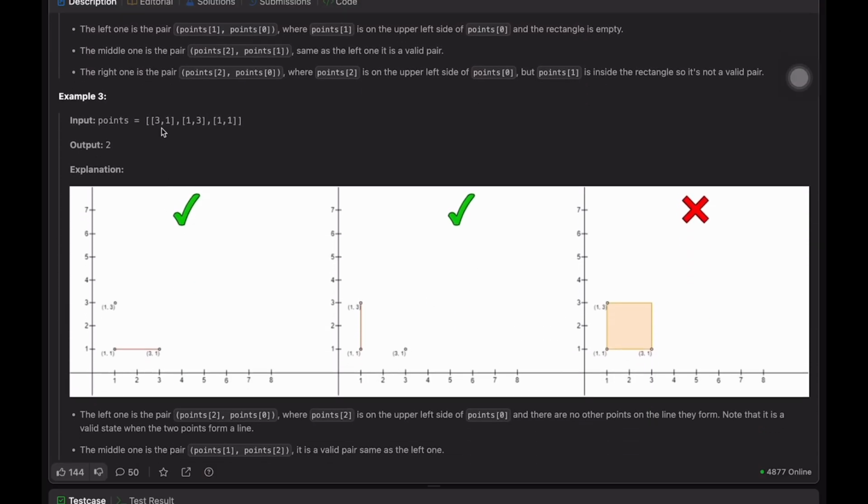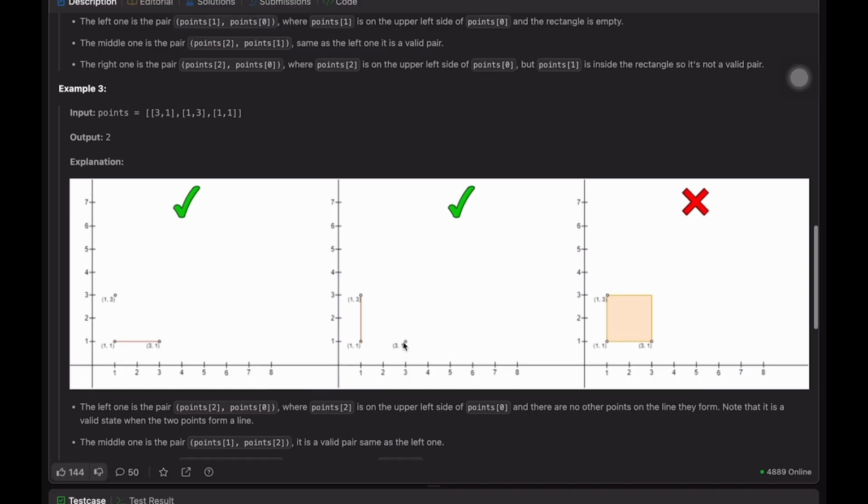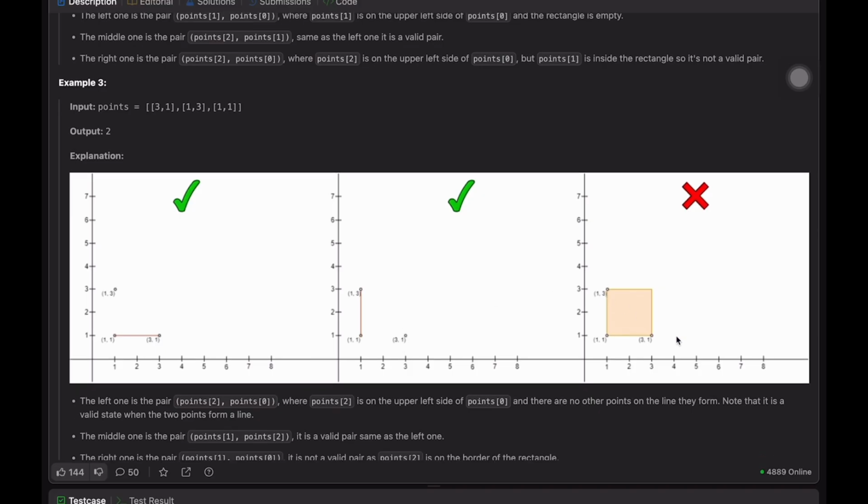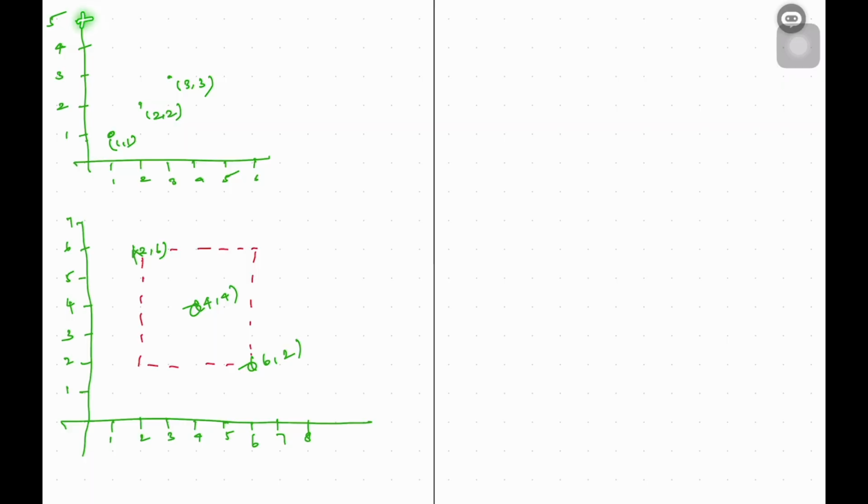Here if you see 3 comma 1 and 1 comma 1 forms a pair, and 1 comma 3 and 1 comma 1 again forms another rectangle, but not 1 comma 3 and 3 comma 1, because 1 comma 1 lies on the border. So let's take a look at what approach we are going to use to solve this question. I have taken the same example which we discussed while explaining the question.